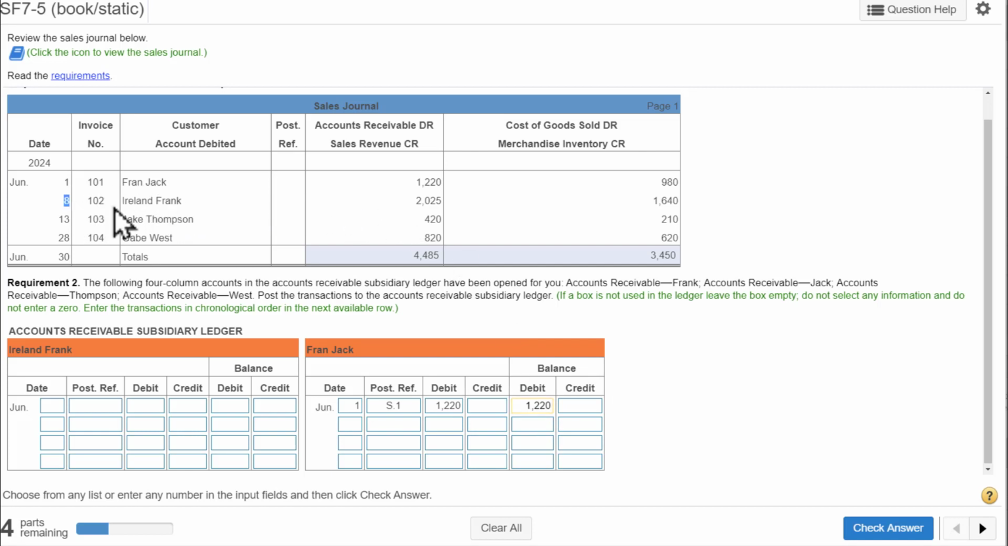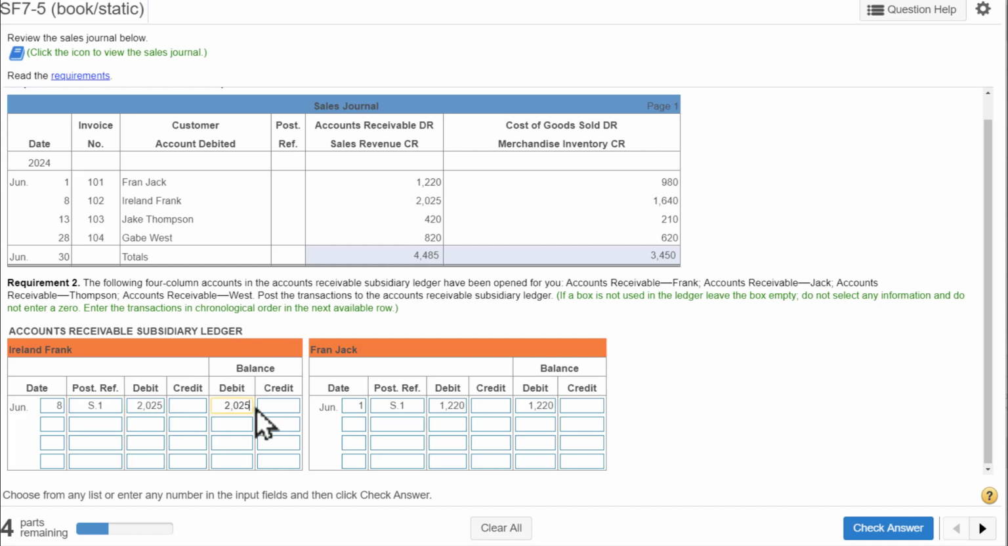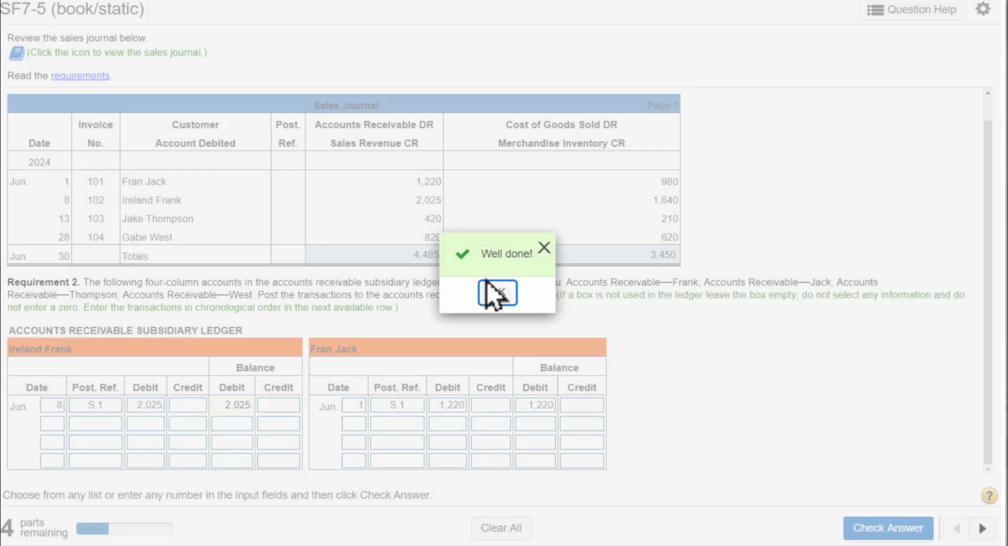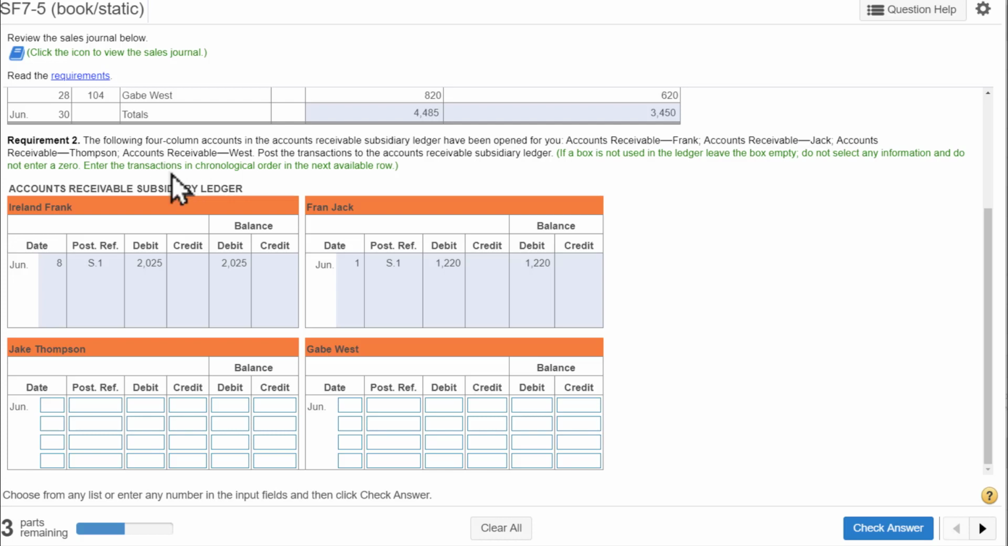Then we're going to go to the next transaction in the sales journal. It's Ireland Franc. So we're going to post this on June 8th. It came from sales journal page 1. And for Ireland Franc, it's a 2025 debit. Again, no previous balance, so the current balance is the same as this transaction. We can't post these other 2 yet because we have to check our answer. Well done.